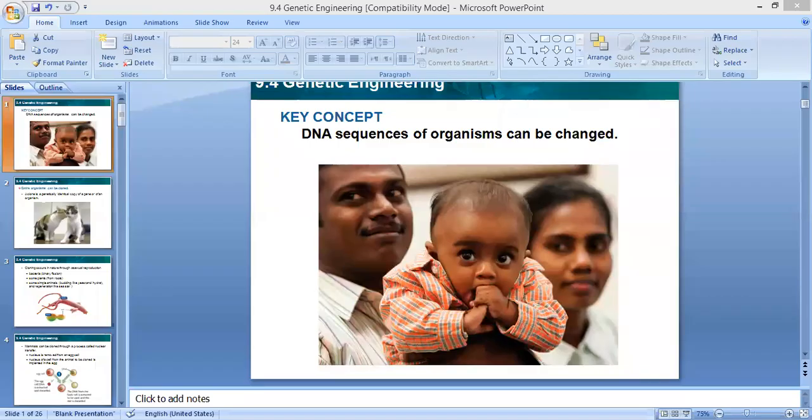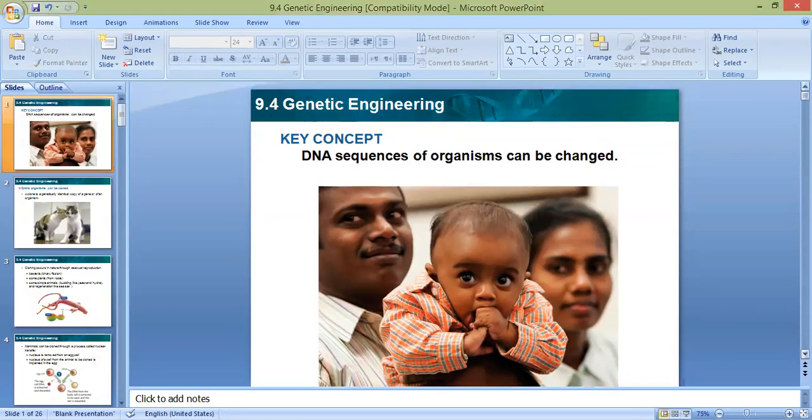So today we are going to continue our lesson, genetic engineering, in chapter 9, section 4. We said that the meaning of genetic engineering, in general. What does this mean?